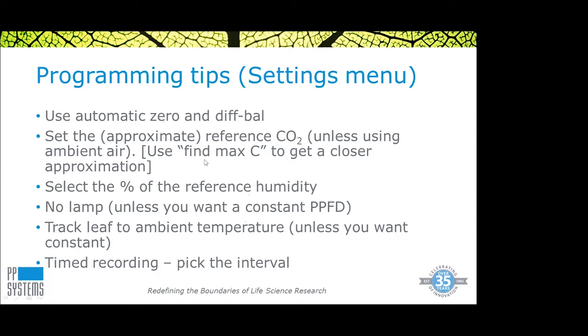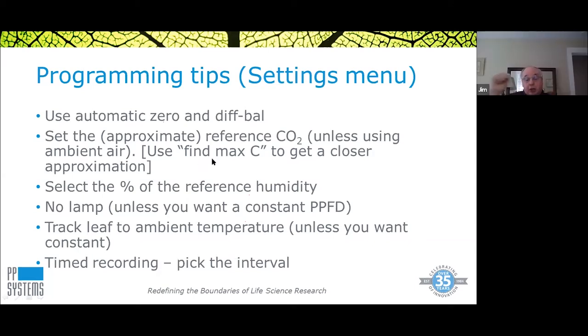And if that doesn't get you as close to your target as you want, there's a function in the CIRAS-3 called find max C. If you do that function, then your reference CO2 will be closer to actual CO2. So your reference will be a closer approximation if you use that find max C function.